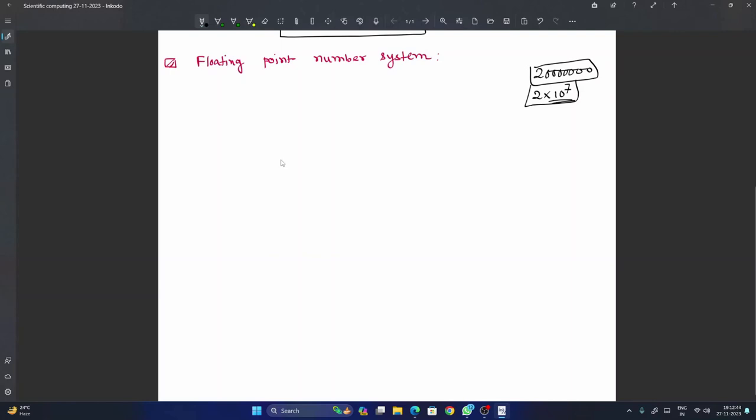So that's why, even if you have limited space in your calculator, suppose the display has only 8 or 9 digits, without reducing or chopping the values, it can show you the full value. That is the advantage of the floating point number.